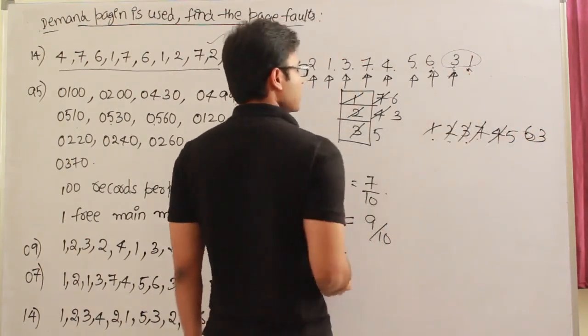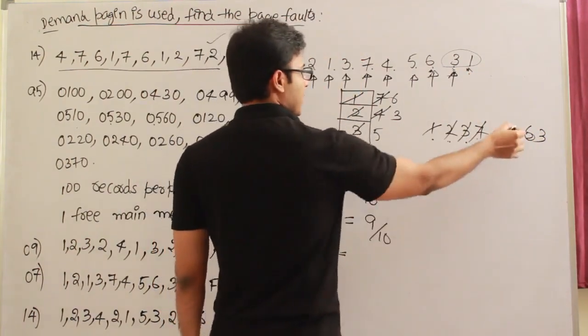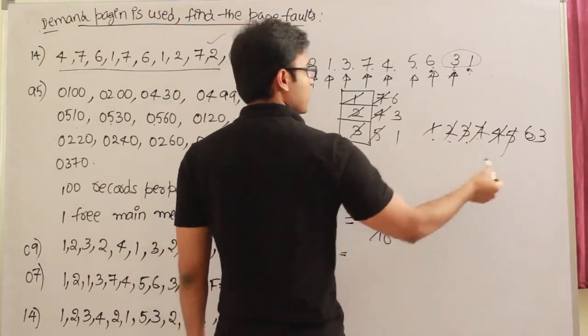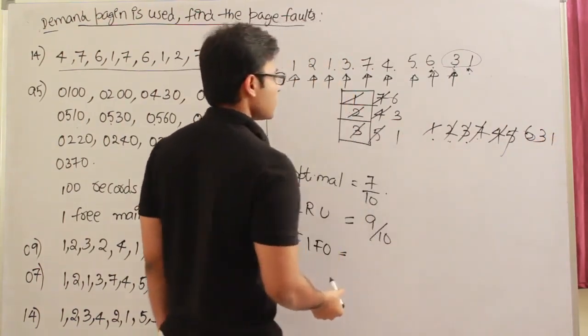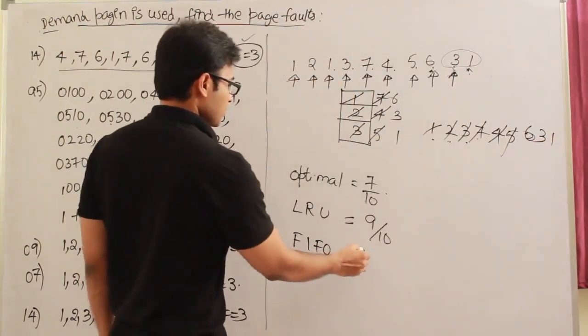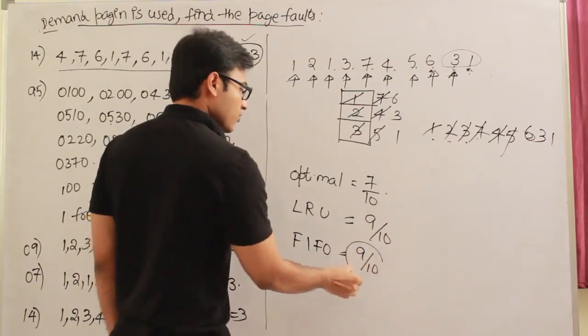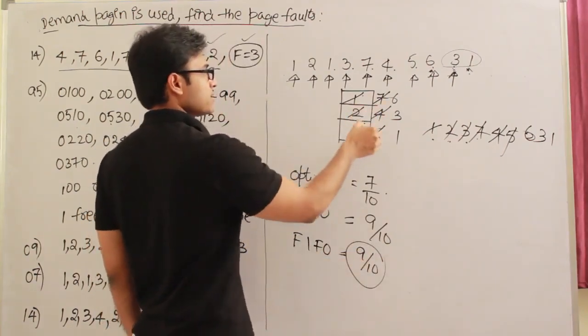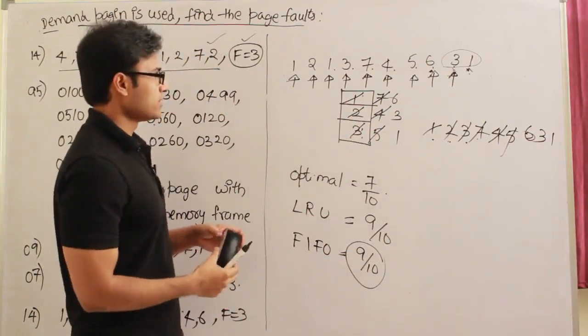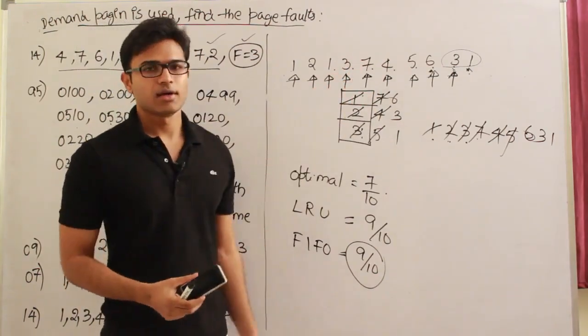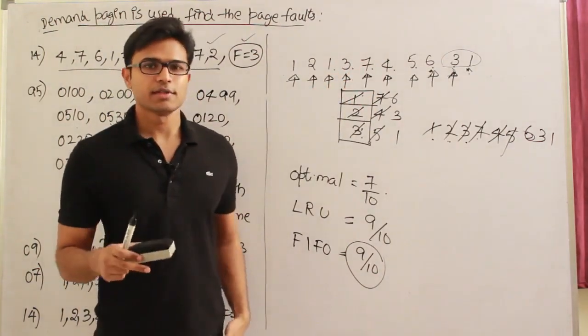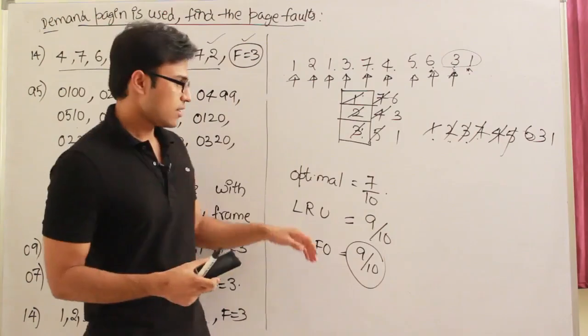And next one is 1. So which one will be replaced? 5 has to be replaced with 1. So if you observe it, even FIFO is also going to give you 9, right? So even FIFO failed to conserve the 2 spaces, because FIFO didn't see that 1 and 3 will be required later. Only the algorithm which was able to see that 1 and 3 will be required later is Optimal, right?